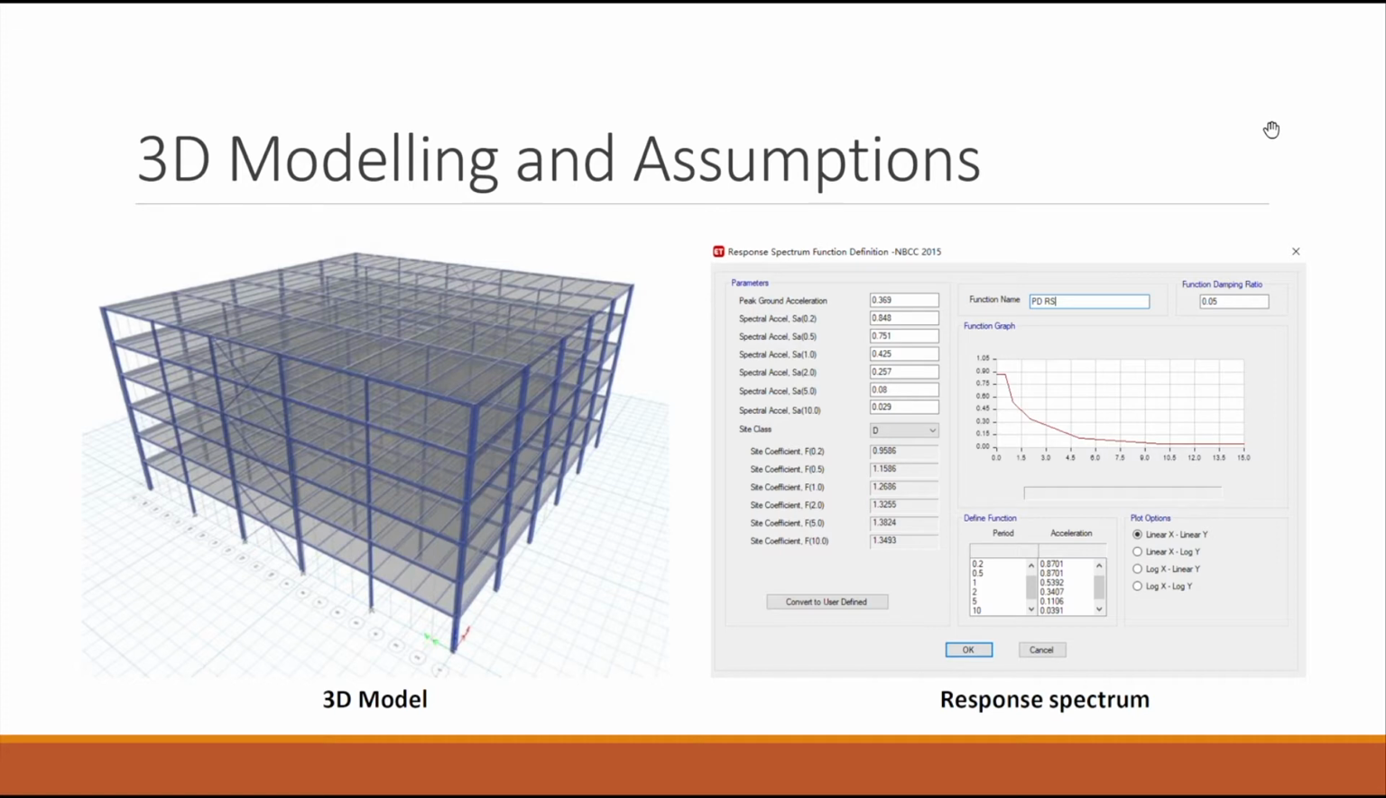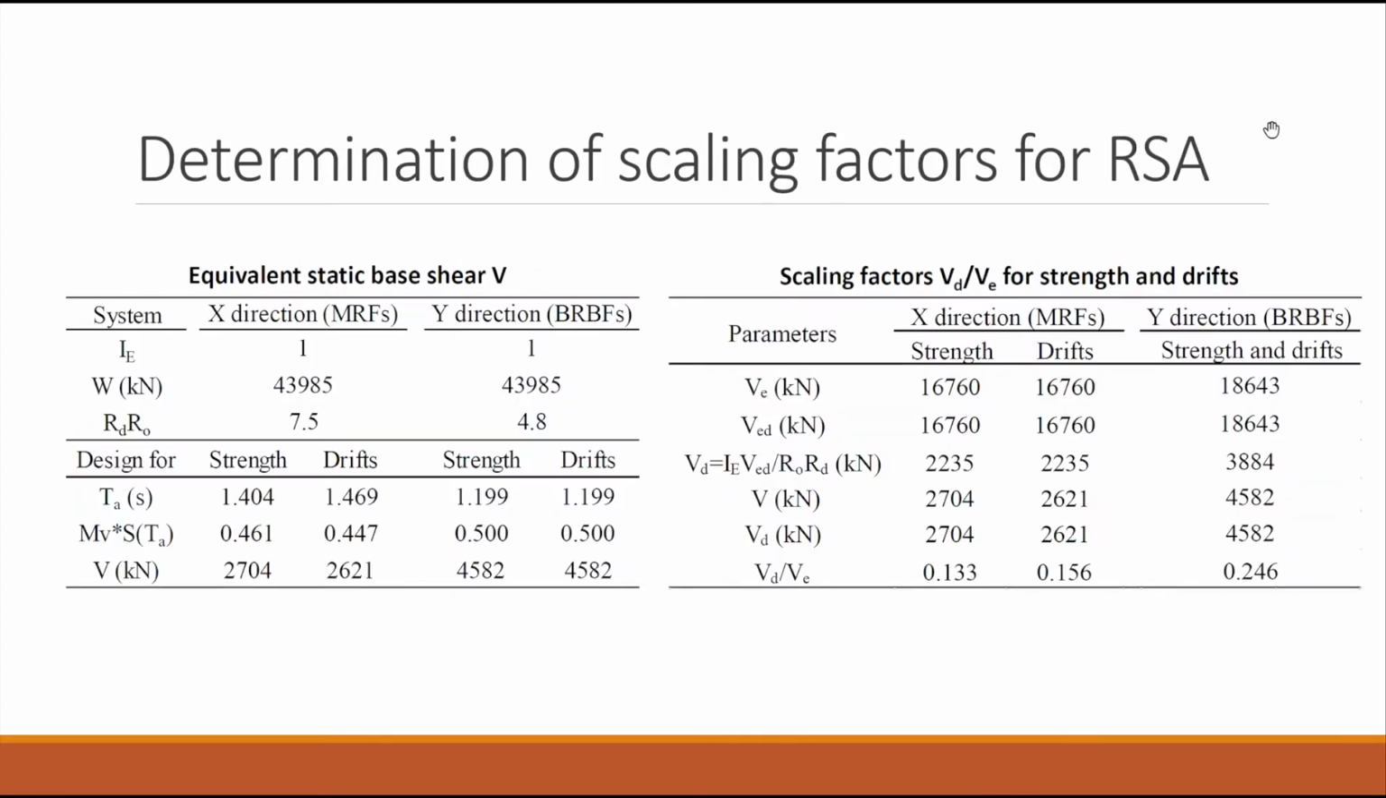The translational mass in the x and y-axis and the rotational mass about the z-axis were assigned to the center of each level. However, we shifted the centers of mass when performing the RSA to account for the accidental torsion effect, assuming there is no torsional irregularity. These are the resulting scaling factors for strength and deflection.